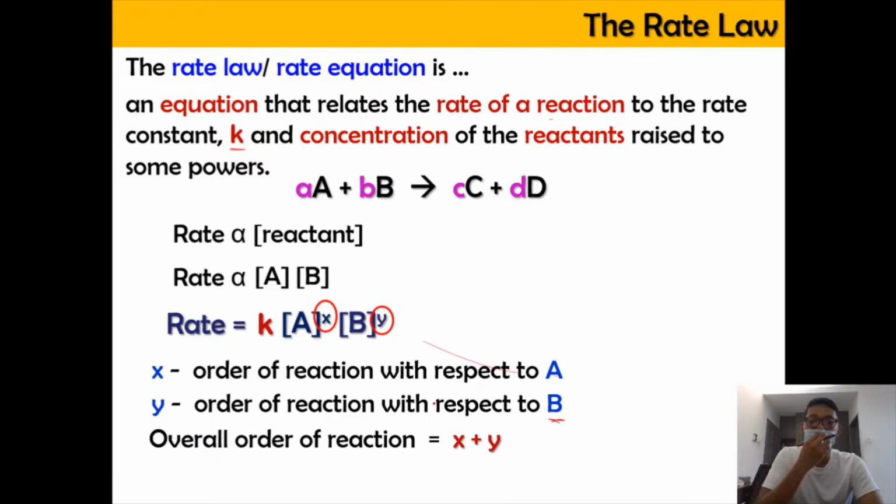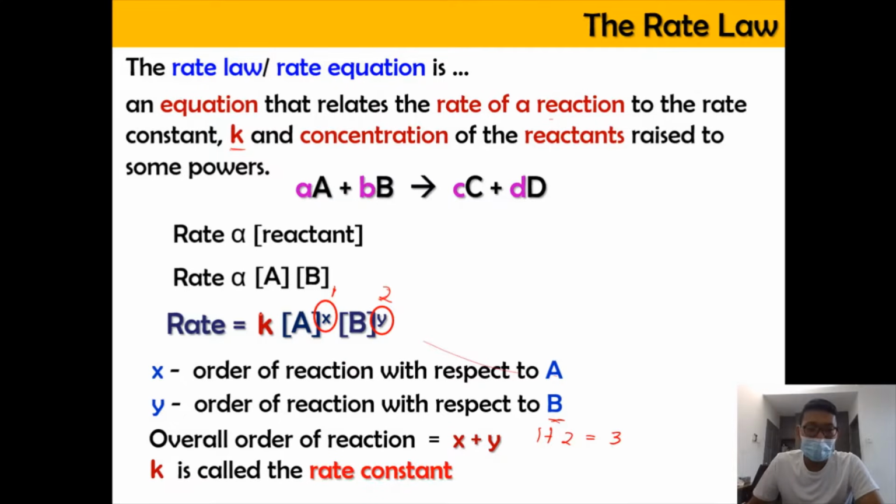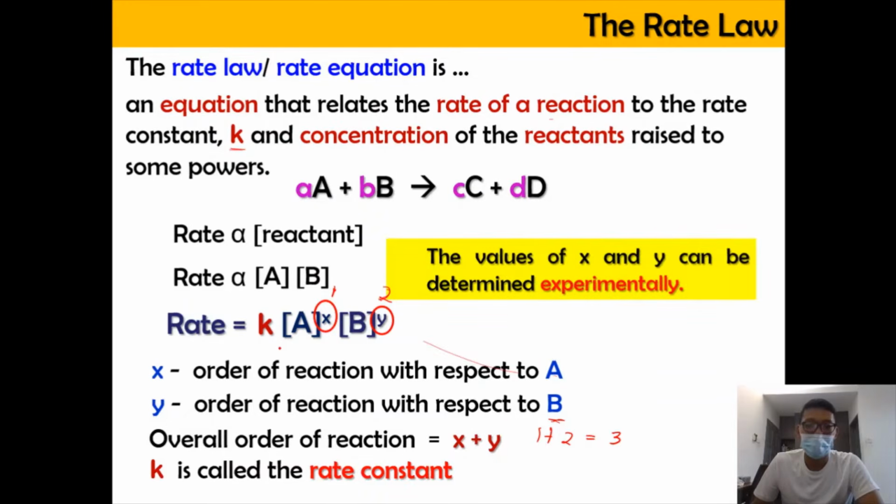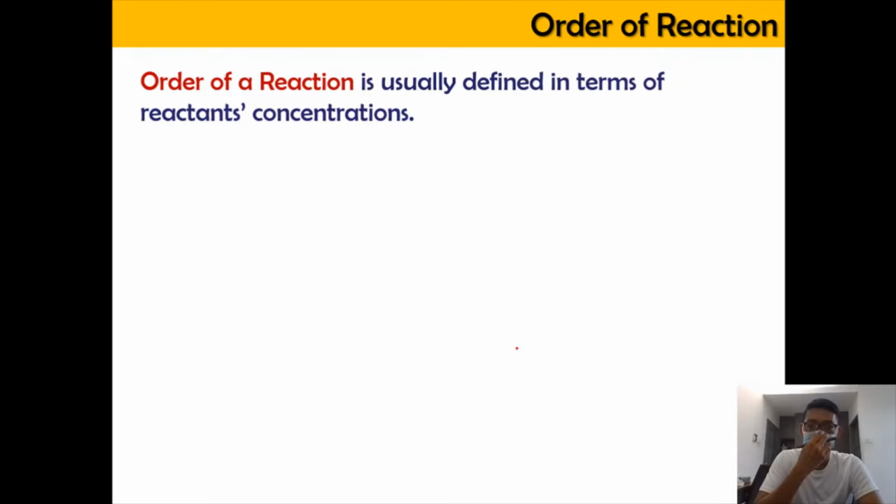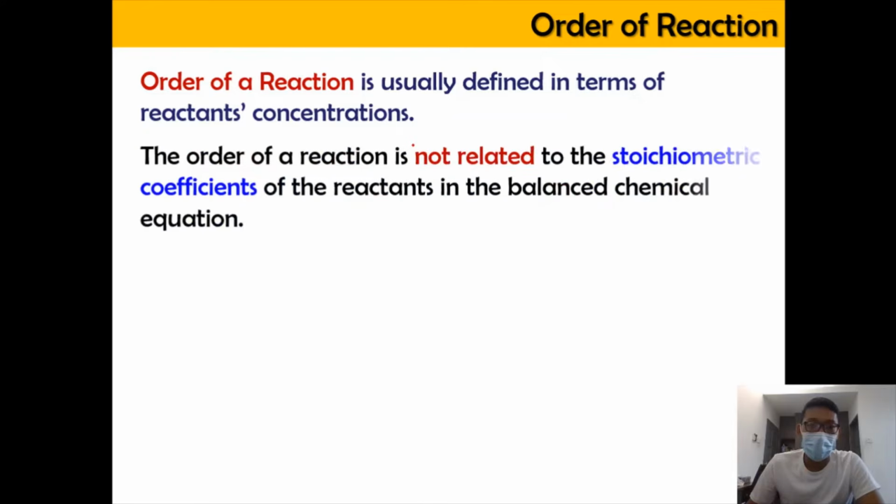And to determine the order of the reaction, we have to add up x and y to determine the overall order of the reaction. So if x is equal to 1 and y is equal to 2, we know that the overall order of the reaction is going to be 1 plus 2 equal to 3. And k here refers to the rate constant, where the values of x and y can be determined experimentally.